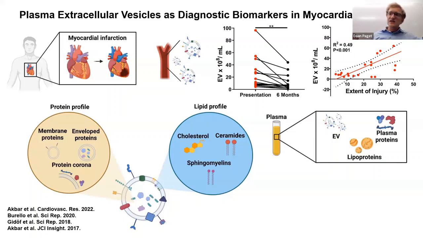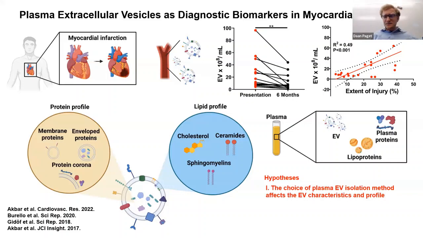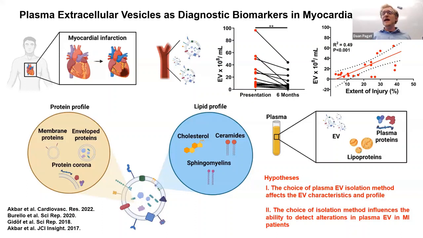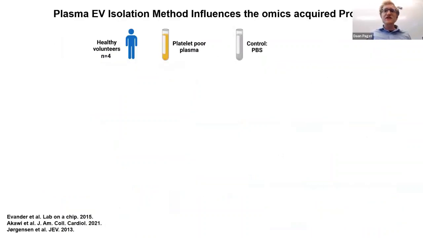So before undertaking this big study of looking at extracellular vesicles following myocardial infarction and their omics profile, we first set out to see how the plasma EV isolation method affects the EV profile, and then to characterize the extracellular vesicle profile following a myocardial infarction, seeing how the isolation method affects the ability to see clinical alterations between the two different profiles. So to address the first question, we wanted to see how the isolation method affects the EV omic profile that we see.